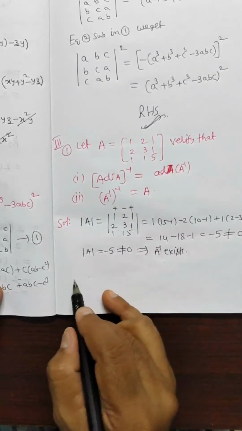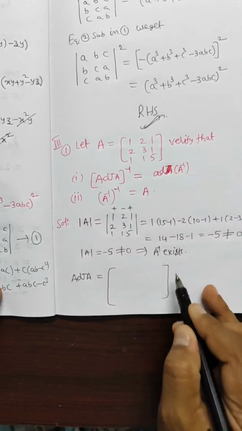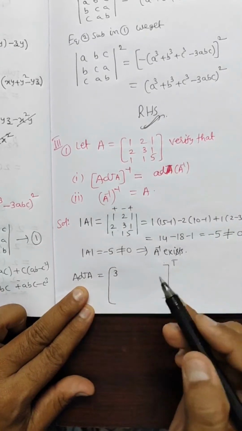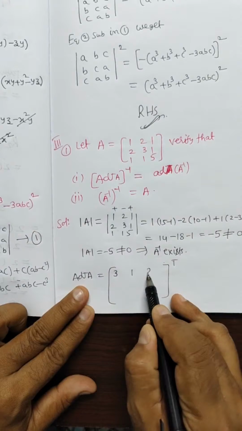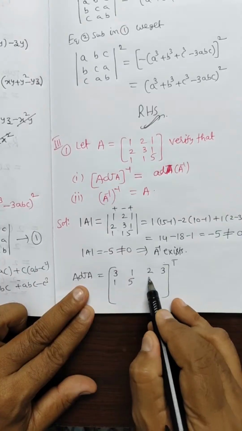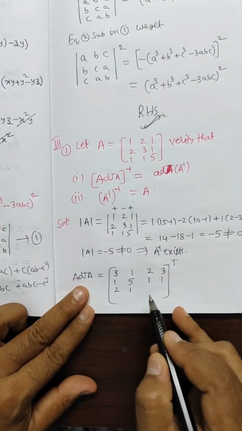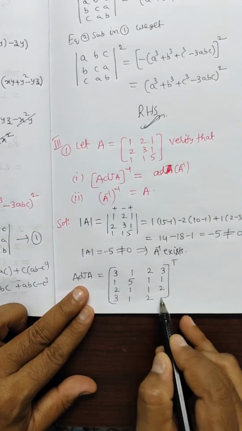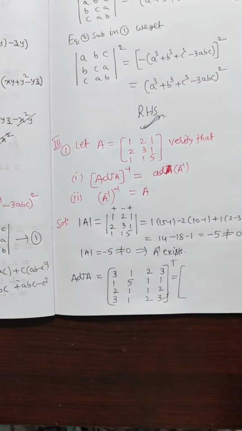So first calculate adjoint of A. So adjoint of A is equal to transpose of cofactors matrix. So first we are writing the cofactors matrix. 3 1, 2 3. Next 1 5, 1 1, 2 1, 1 2. Next 3 1, 2 3. So we know that how to do this.